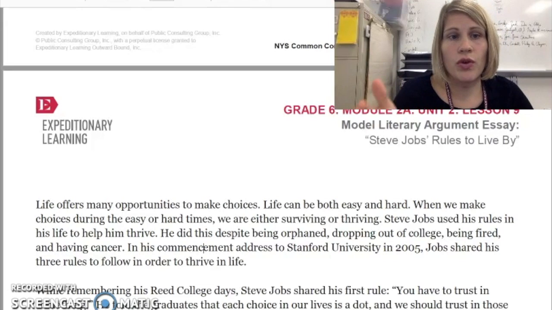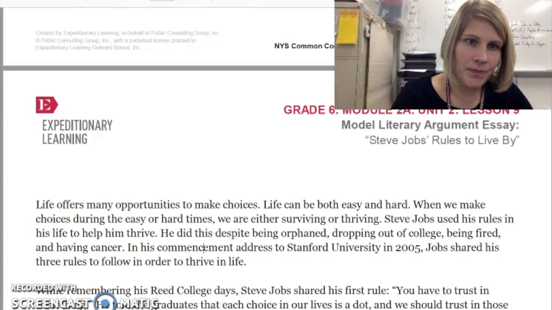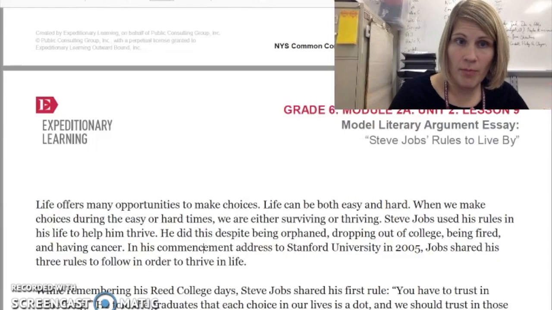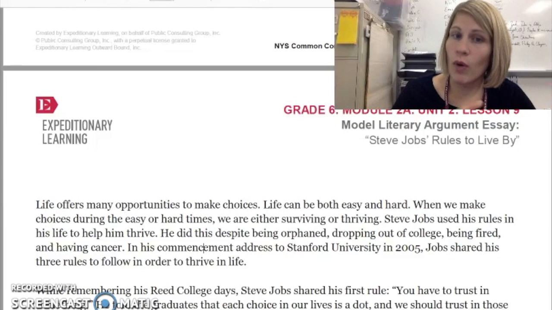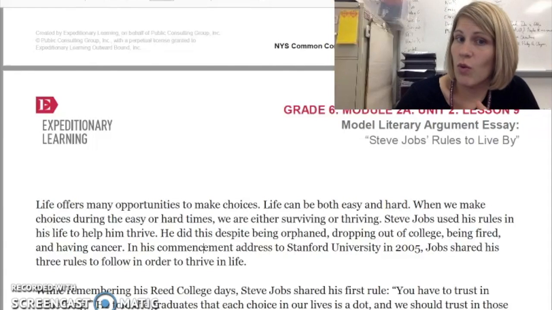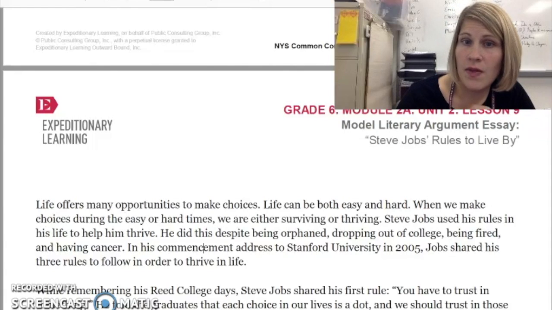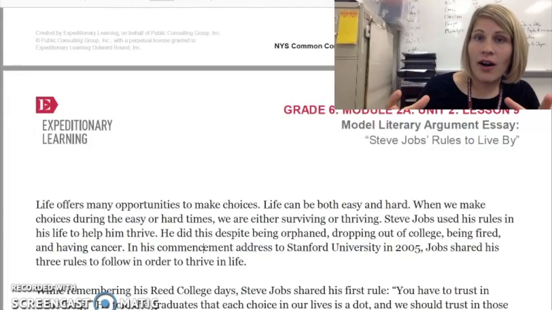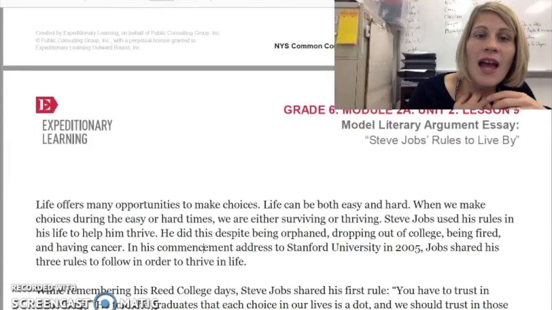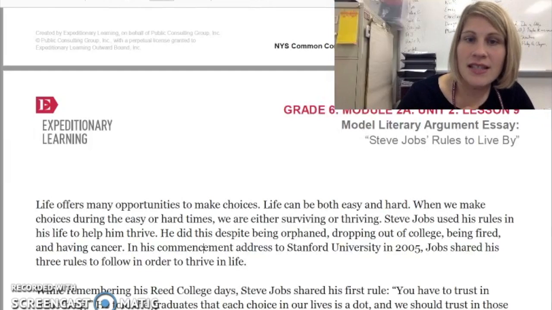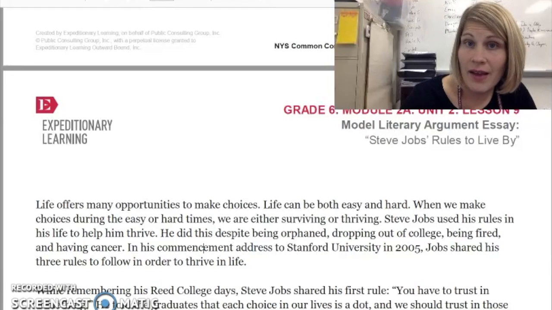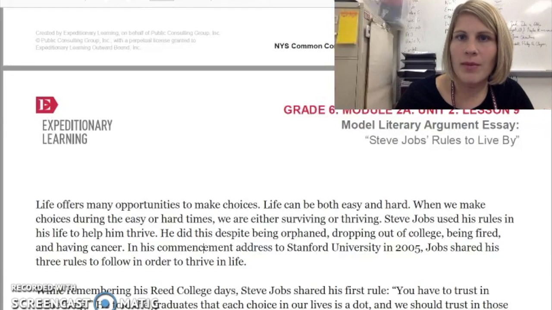"Steve Jobs used his rules in his life to help him thrive." Okay, we made our claim. Now they're going to explain where that evidence is going to come from. "He did this despite being orphaned, dropping out of college, being fired, and having cancer." That is a part of his claim because those are the things the rules helped him with. And then they explain, "In his commencement address to Stanford University in 2005, Jobs shared his three rules to follow in order to thrive in life." That's where their evidence is coming from specifically.